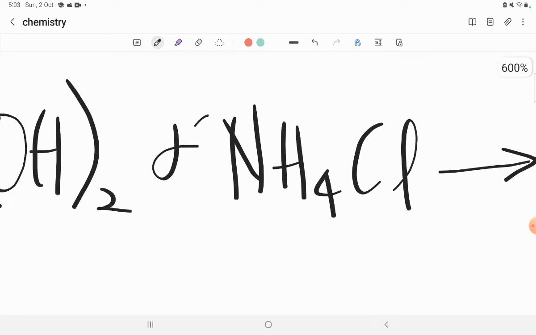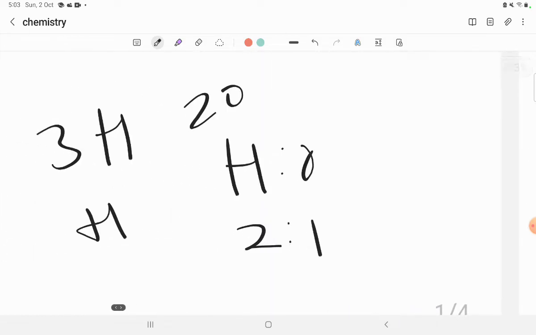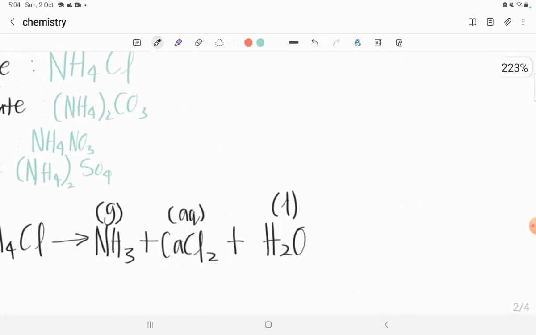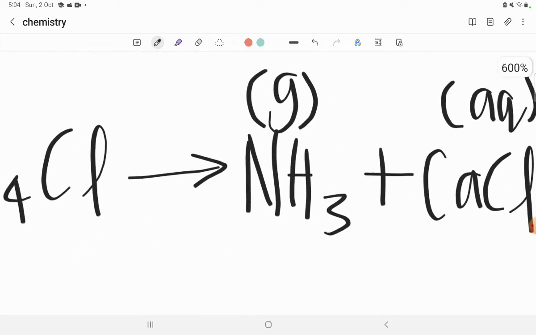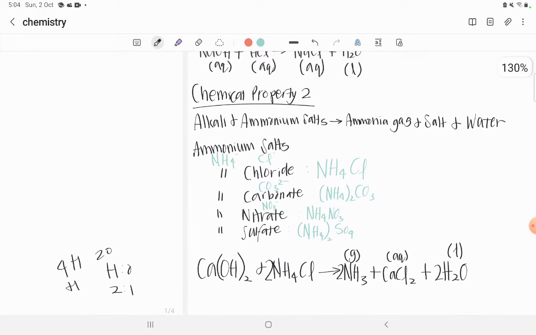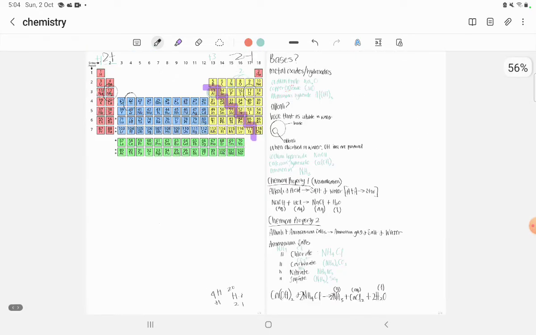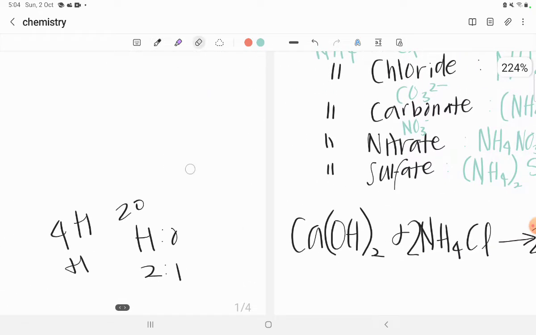If we double the NH4Cl, we can get 1 more hydrogen. So we got 4 hydrogen, that means we can make 2 waters. And then the NH3, we can make it into 2. So there you have it. That is chemical property number 2. Okay, there's one more chemical property. I'll just use this side.